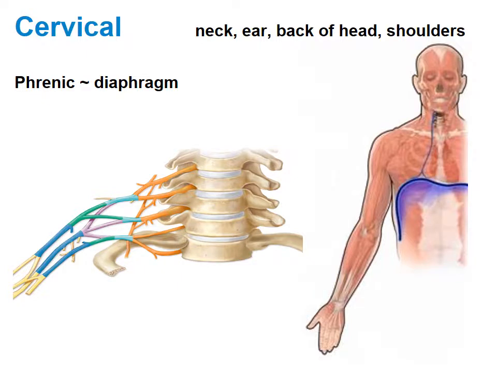The cervical plexus innervates the neck, ear, back of head, and shoulders. One specific nerve, the phrenic, innervates the diaphragm. Because of this, damage high on the spinal cord can result in paralysis of the diaphragm and the inability to breathe.